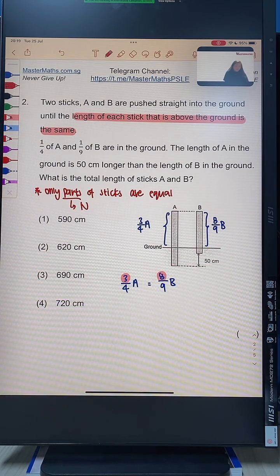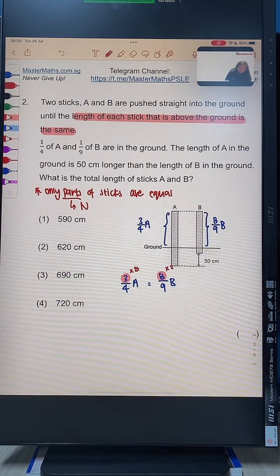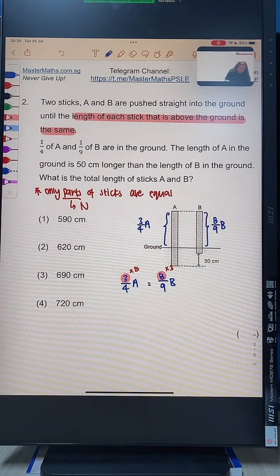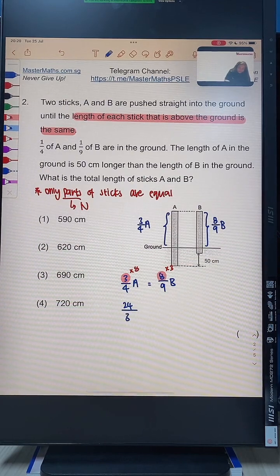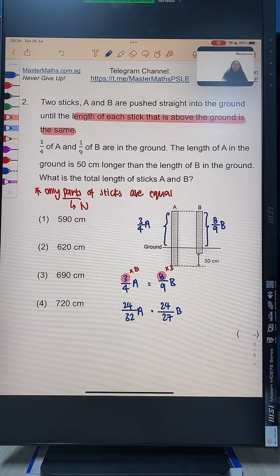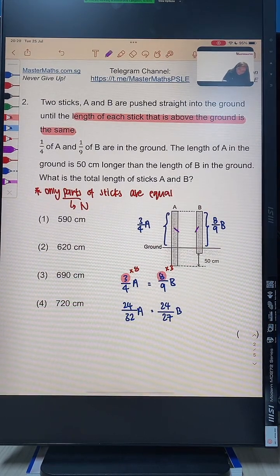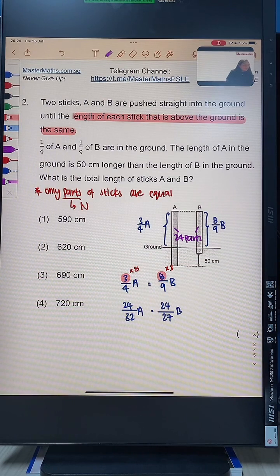We are going to make 3 and 8 the same, so lowest common multiple is going to be 24. Okay, that's right, 24. So we make the numerators into 24. I'm going to get 24 out of 32A equals to 24 out of 27B. Alright, so far can follow. That means at the top we have 24 parts each. Okay, 24 parts each for A and B that is above ground. Clear? Alright.